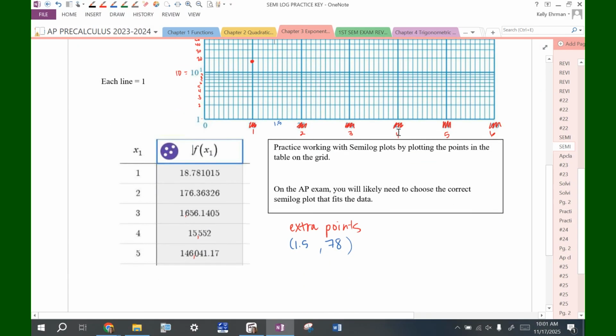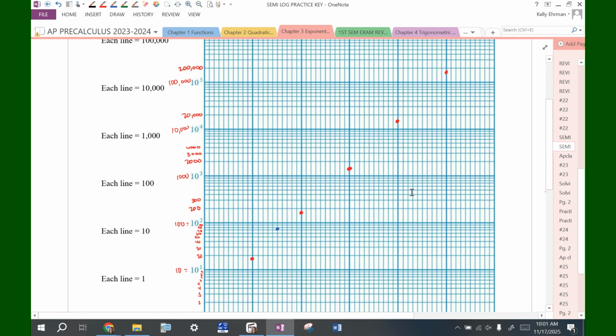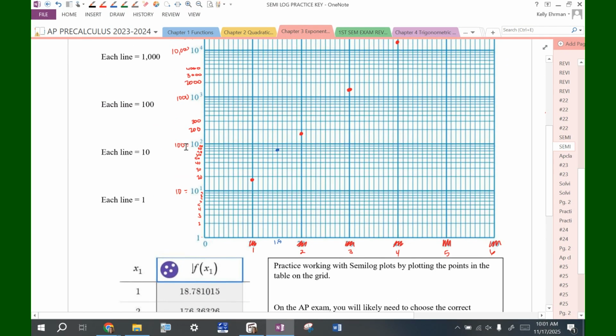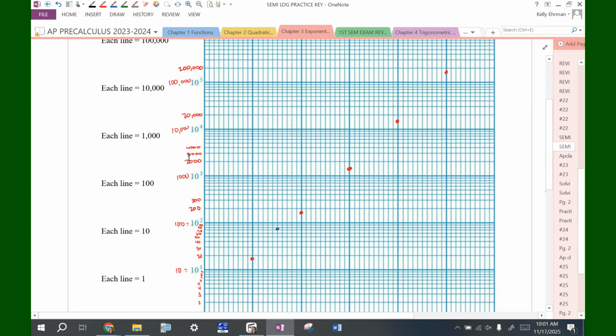What if I wanted to plot 3.5 and, how about, 8,500? 8,500 is between 1,000 and 10,000. So 2,000, 3,000, 4,000, 5,000, 6,000, 7,000, 8,000, 9,000. And we're going over to 3.5. It was 1, 2, 3.5, between 8,000 and 9,000, something like right there.